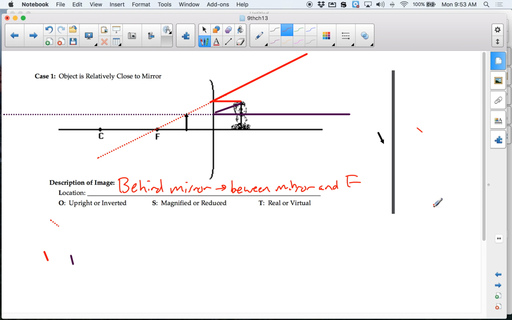Is this image upright or inverted? Magnified or reduced? Reduced. It's smaller than the actual object is. And is it real or virtual? It is virtual. No light actually passes through this point, right? All the light stays on this side of the mirror. It bounces off. It's a virtual image because that is where our brain is interpreting that light coming from.